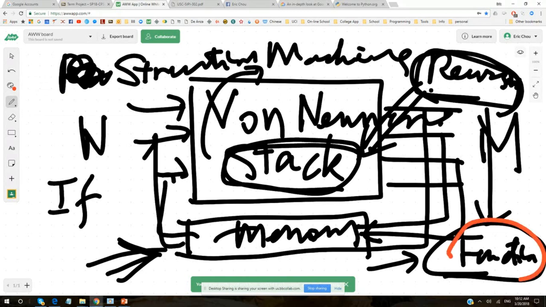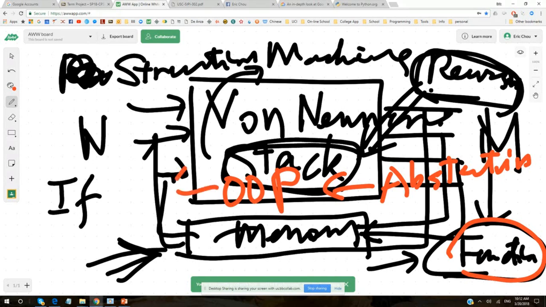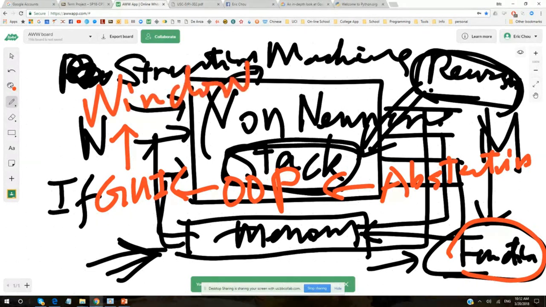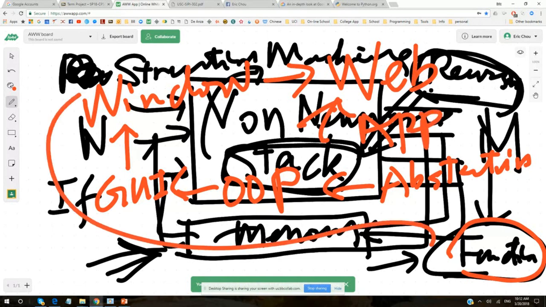Because of functional programming, we start to have the idea of abstraction. And after abstraction, we started to have the idea of object-oriented programming. And then we have the idea of graphic user interface, and then we start to have Windows. And after we have Windows, we start to know what can be possible on the web. After we have the web, we start to have the idea of apps. So these are the steps by which people develop different programming models and different applications step by step.